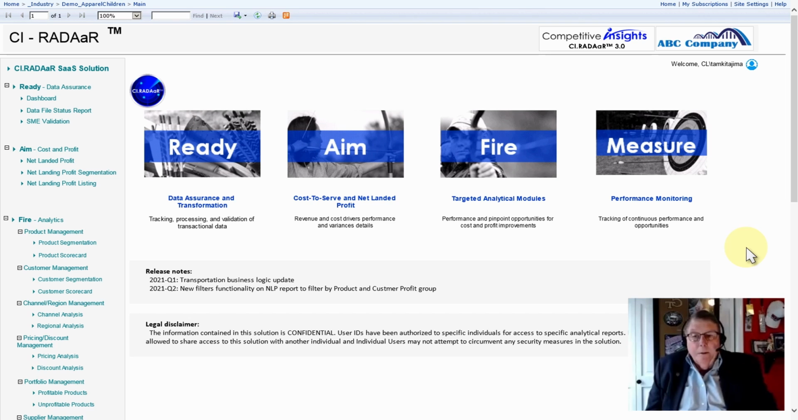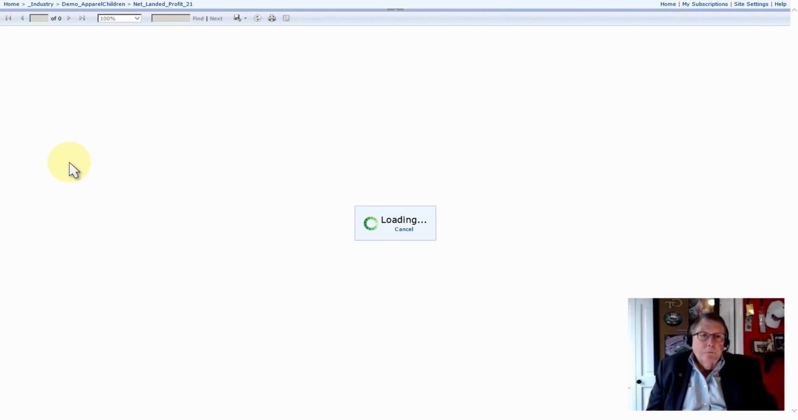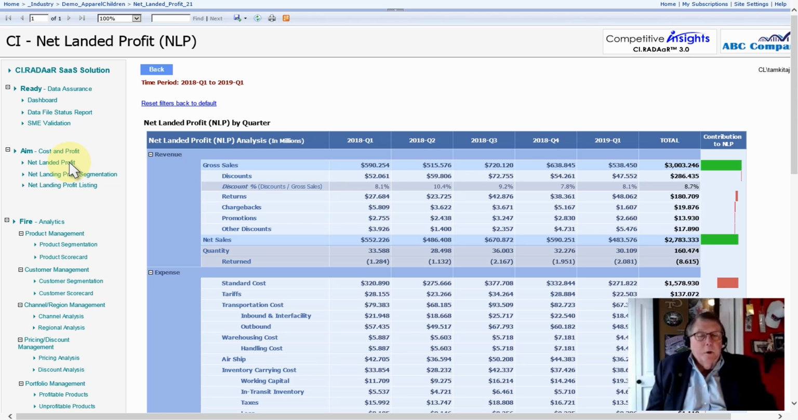Well, we've got our four basic steps that we just covered, and we are going to focus on AIM, which is all around being able to look at cost to serve and profit in different ways, different dimensions that will be important to make decisions for the organization. So let's just start by going over and looking at the first part of a net landed profit report.